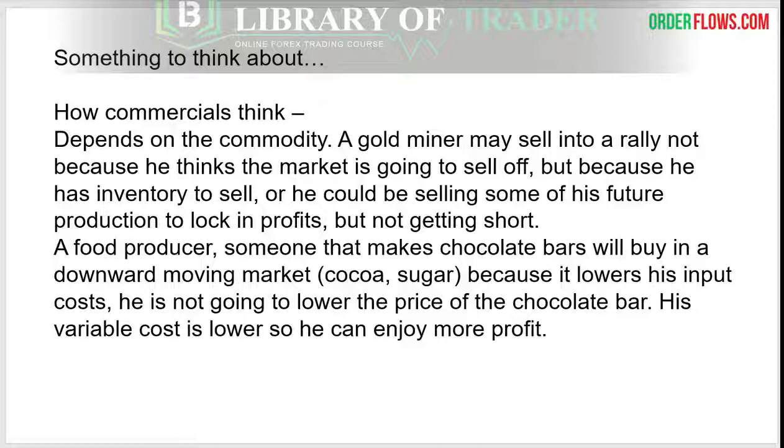A producer, right? Someone that makes chocolate bars will buy into a downward move, whether it's cocoa or sugar, because it lowers his input costs. He's not going to lower the price of the chocolate bar, but his variable cost is going to be lower. He's going to have more profits, so he's going to be happy. So he's going to buy on the move down. He's going to be working bids on the move down, not necessarily to support the market. It's more in his favor if the market keeps selling off, because that's his variable cost, right? So he can get his ingredients cheaper.